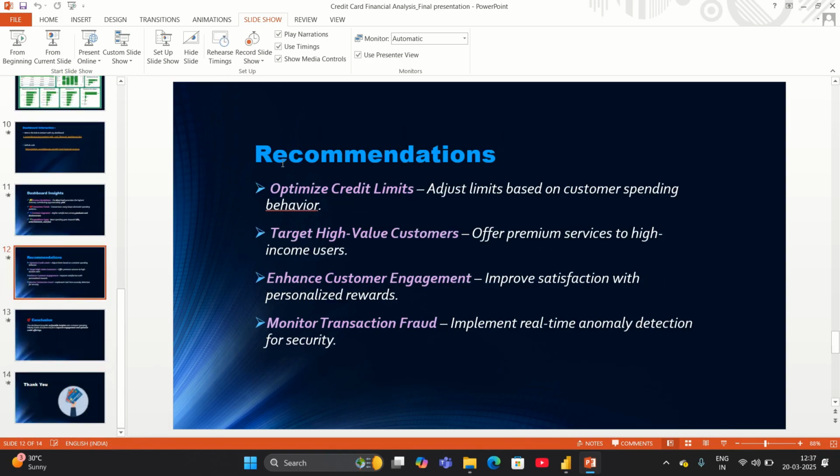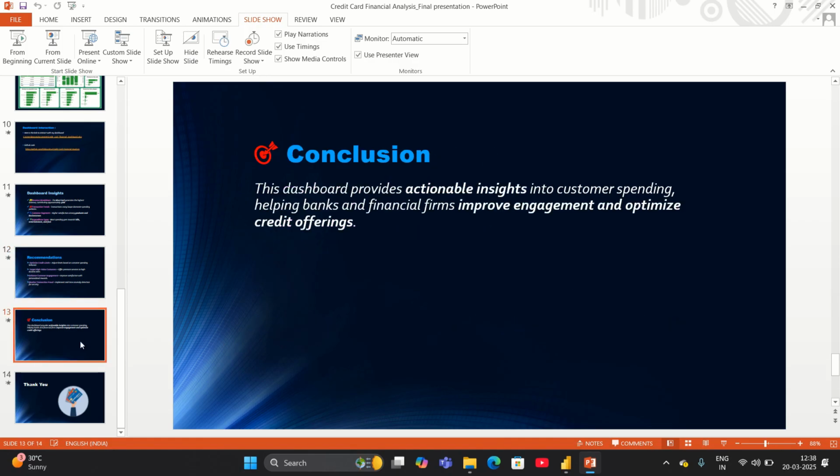Recommendations. I have some recommendations. Optimize credit limits to adjust limit based on customer spending behavior. Target high value customers. Offer premium services to high income users. Enhance customer engagement. Improve satisfaction with personalized rewards. Monitor transaction fraud. Implement real-time anomaly detection for security.